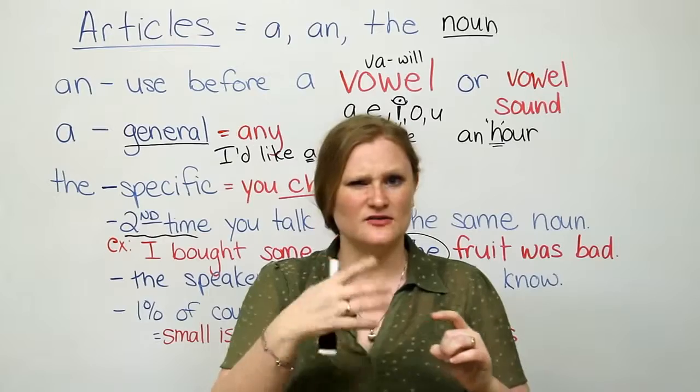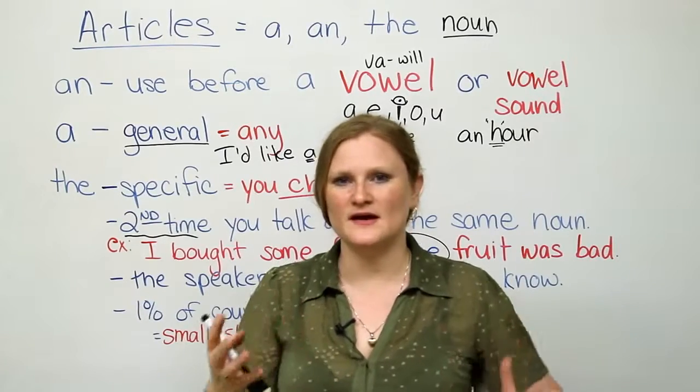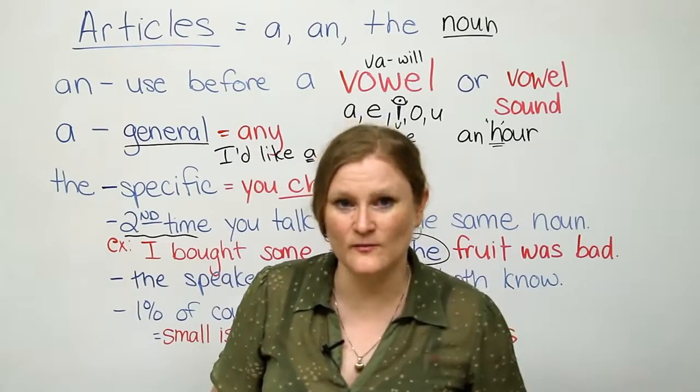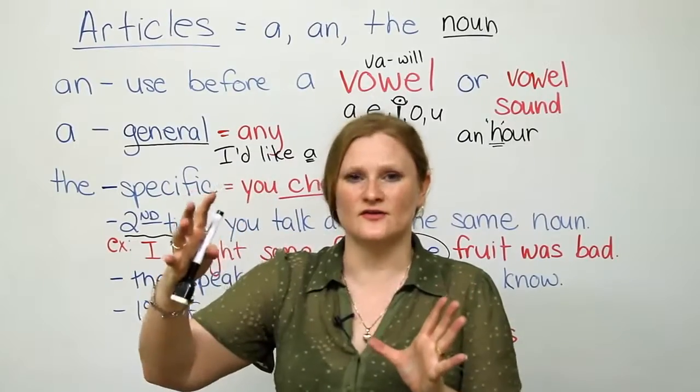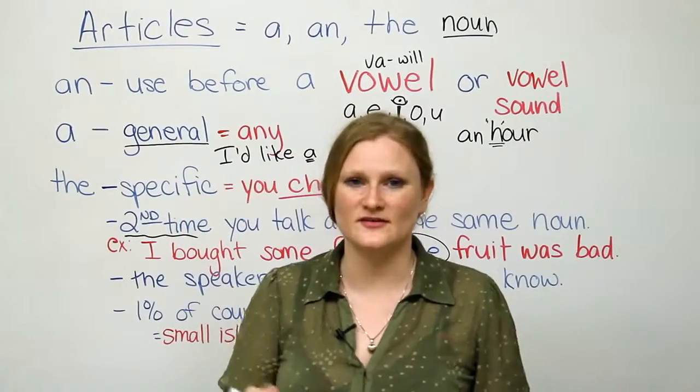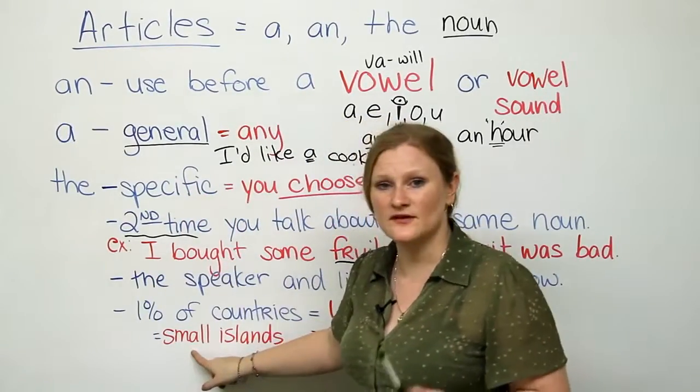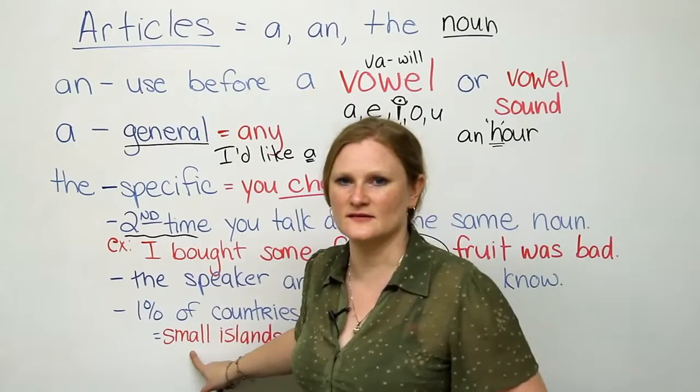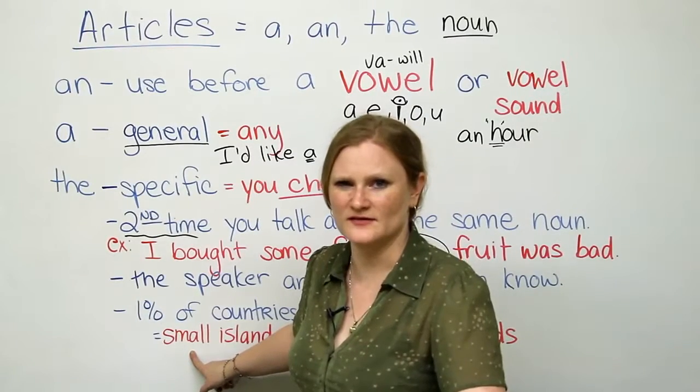So if you look at Japan, for example, Japan has maybe 5 or more islands, but they're quite large. So we cannot use this as the Japan. They have to be very small islands. I hope you understand this.